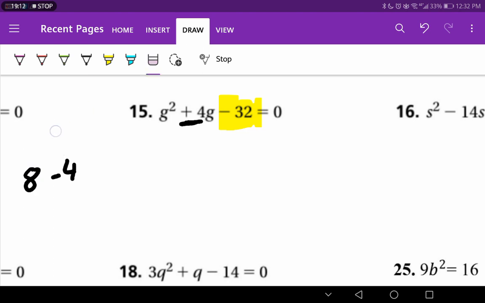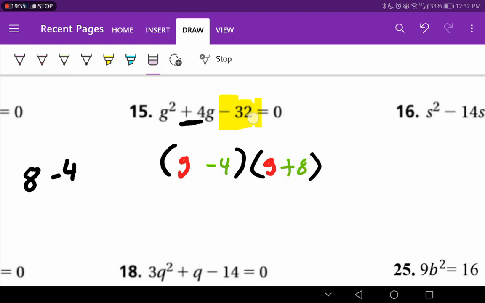So these are my factors for the question. So this is the parentheses, and this is x, and this is, it is not x, it is g. Okay, it's happened. Yeah. G and negative 4 here, and 8 here. Yes.